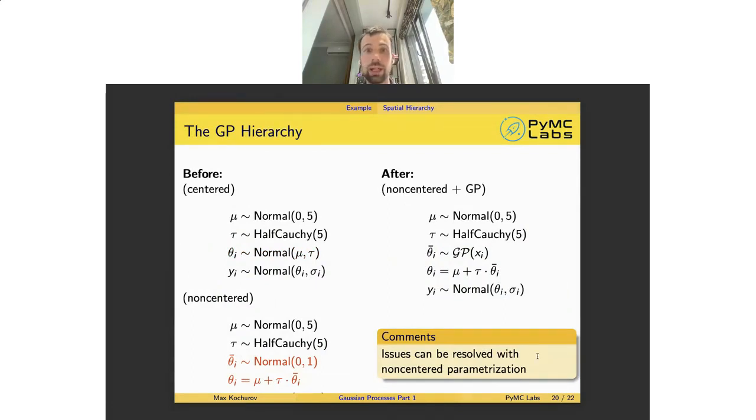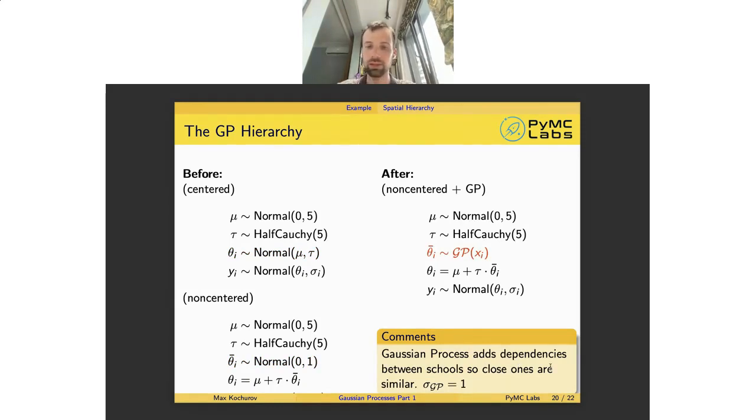If you haven't been to the lecture that explains hierarchical linear regressions, then in a nutshell, why this non-centered parameterization is used in the first place is because it helps with geometry issues, and the NUTS sampler is easier to work with non-centered parameterization, not always, but in most cases. Right.